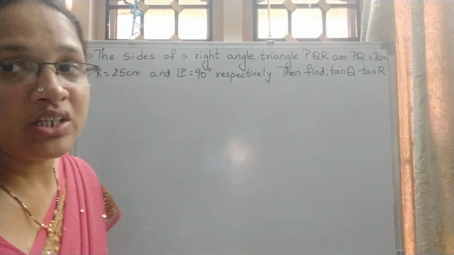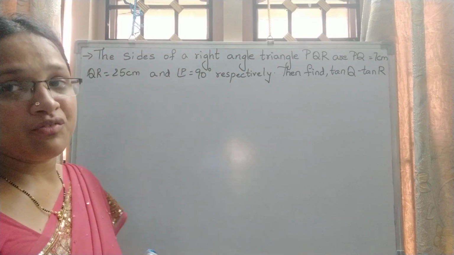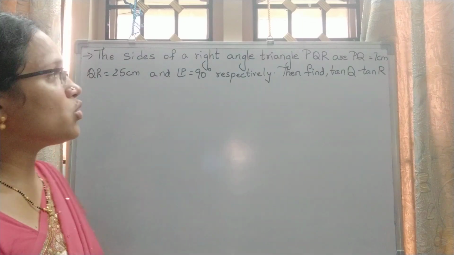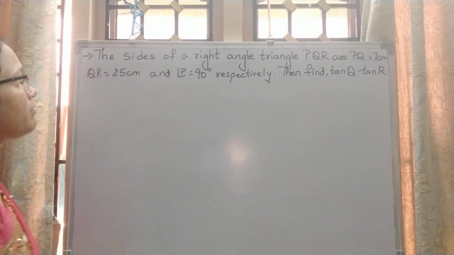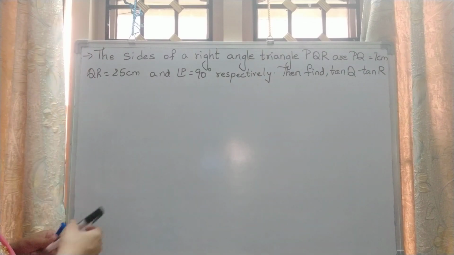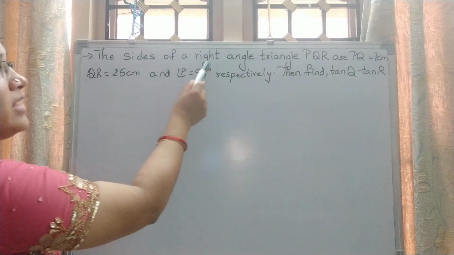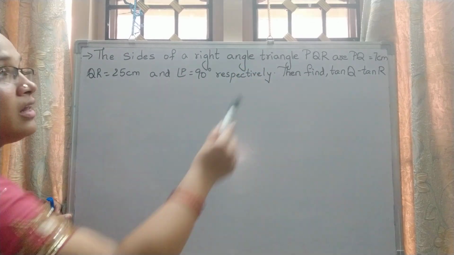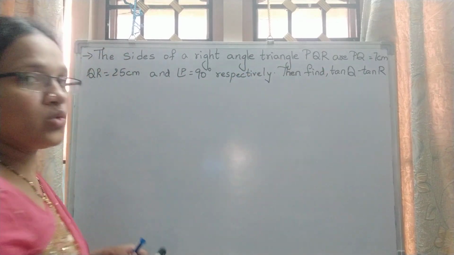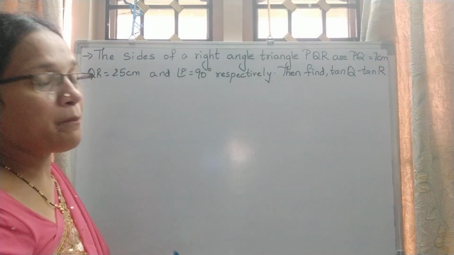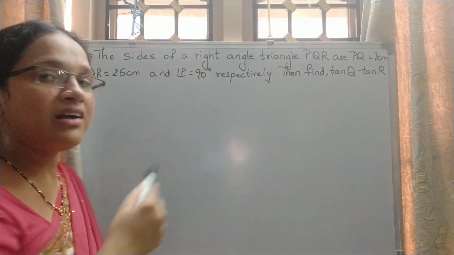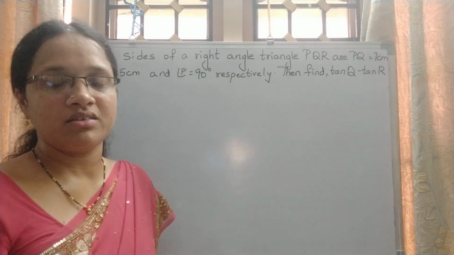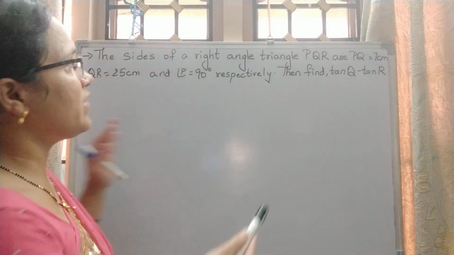So let us read the question. Every question should be read twice, children. Remember that. Then only you'll be able to understand what is given in the problem. The given question is: the sides of a right angle triangle PQR. So there is a right angle. I'll pause there for each part. Don't make it a continuation. If you read it like a newspaper, you cannot understand the question. Yes or no? Yes. So what is given here?